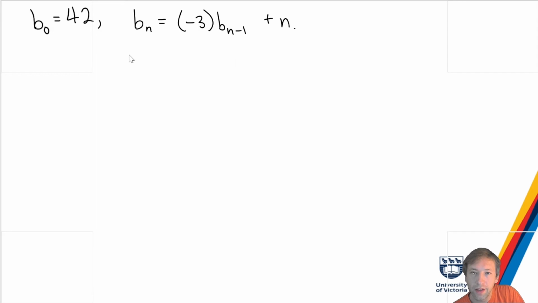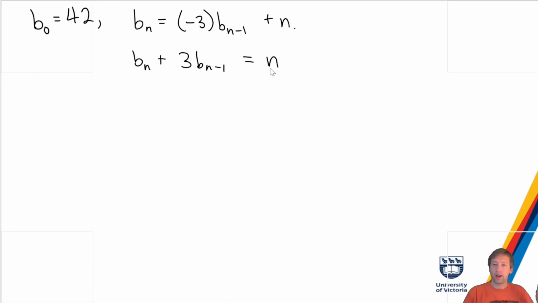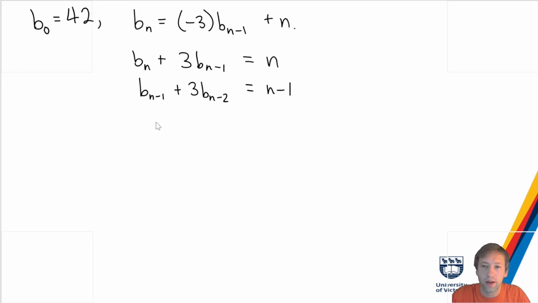Okay, once again, just set up your good old recurrence formula here. So bn plus 3 bn minus 1 is equal to n. All I've done here is I've moved the negative 3 bn minus 1 to the other side. Write down the next case, bn minus 1 plus 3 bn minus 2 is n minus 1. However, this is not going to cancel, right?